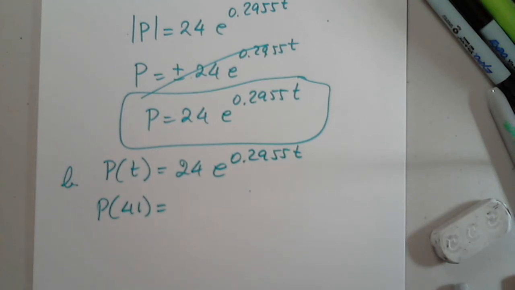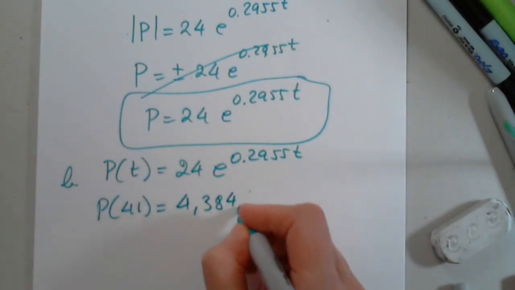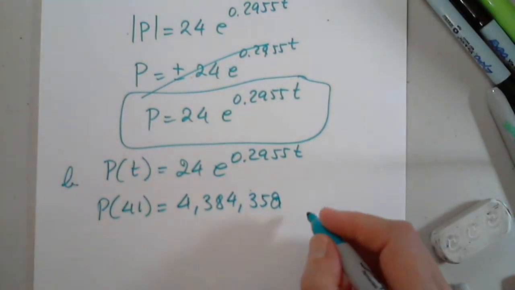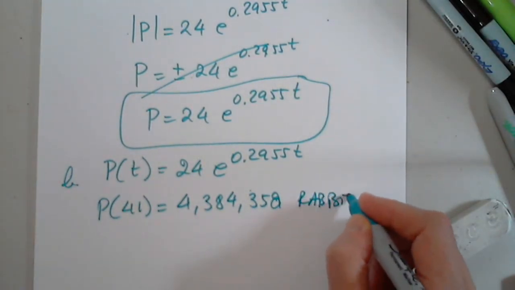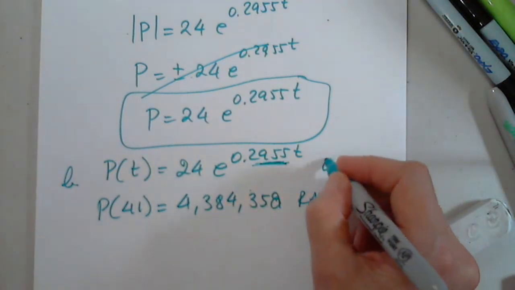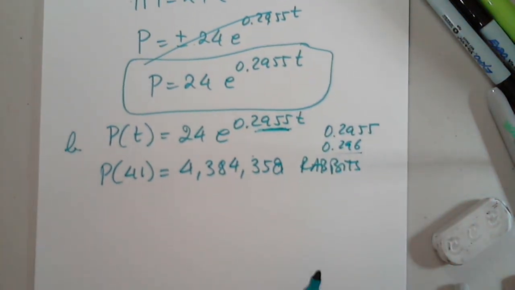What is going on? Gee whiz, 4,384,359. Well, 58 if you want. I can have 0.28 of a rabbit. Okay, then they are saying that they want us, so this is rabbits. Again, I caution you, it depends on if they used 0.2955 or 0.296, which I disagree with, but okay.